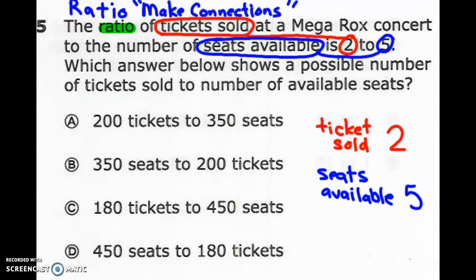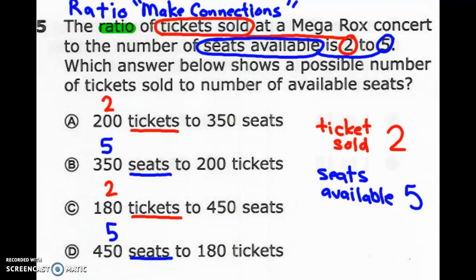So I'm going to take that, I'm going to go to my answer choices, and I'm going to look at what do I see in the answer choices. Well, in letter A, I see the word tickets, and I know that tickets should always be connected to the number 2. So I will put a 2 there. Then I go to the next one. I see seats. I know seats should always be connected with the number 5. I go to the next one. I see tickets. Tickets should connect with a 2. The next one I see, seats. Seats should connect with a 5.